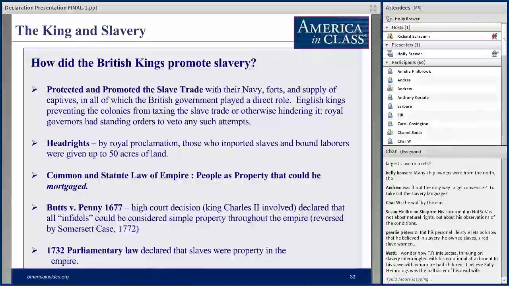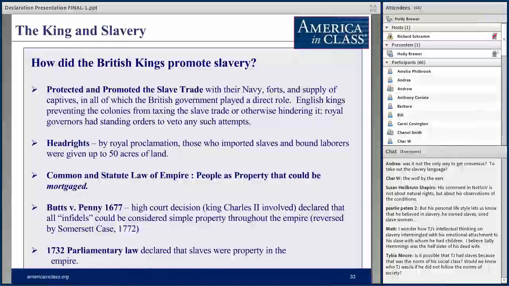So I just want to put back in the ways in which across all colonies the empire was pushing, legalizing, and legitimizing slavery.